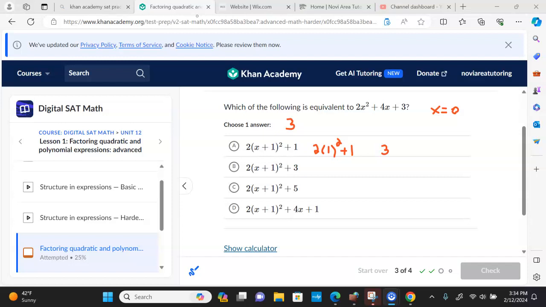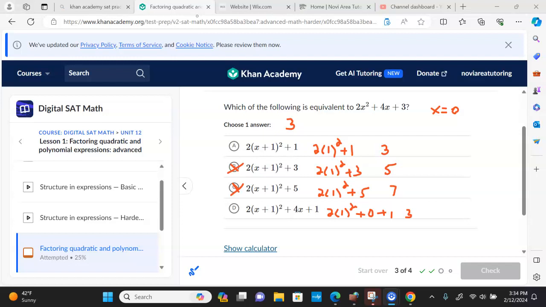So let's plug it into B just to check the other ones. We would get 1 squared plus 3, which equals 5. We do it for this one, and we're going to get 2 plus 5 is 7. And we do it for the bottom one, and we would get 4 times 0, 0, plus 1, so we would also get 3 here. So I know that B and C are automatically eliminated.